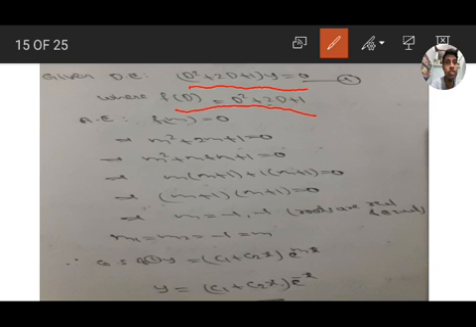Next step, the auxiliary equation f(m) = 0, that is m² + 2m + 1 = 0. Factorization: in the first two terms m is common, m(m + 1). In the second two terms 1 is common, 1(m + 1). Now m + 1 is common, so we get (m + 1)(m + 1) = 0. So m = -1, -1. We got two real roots and they are equal. Roots are real and equal.